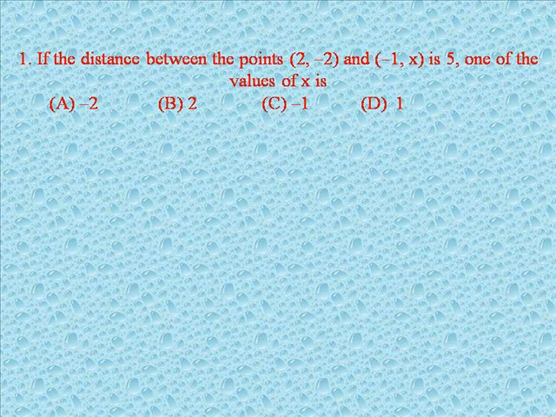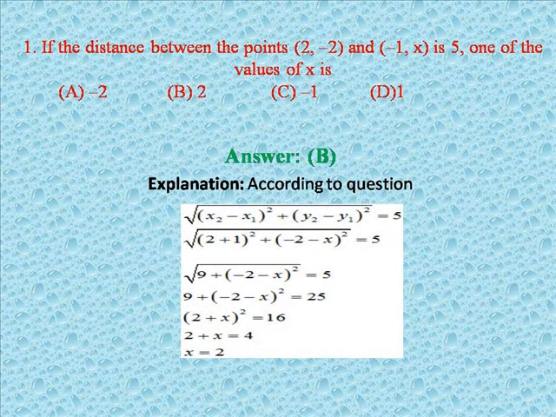First question: if the distance between the points (2, -2) and (-1, x) is 5, one of the values of x is, and you have the four options. Let me see the answer. Answer is option B, that is x equals 2, and you have the explanation.